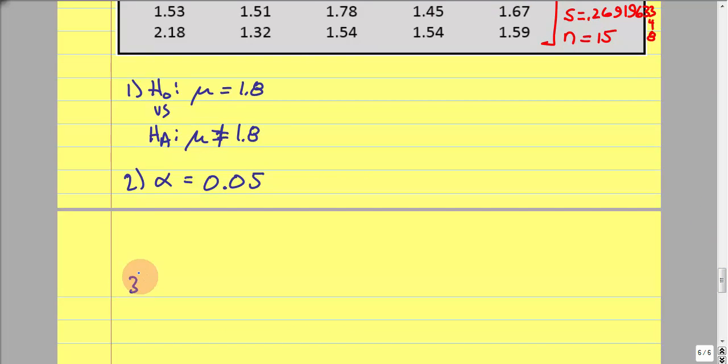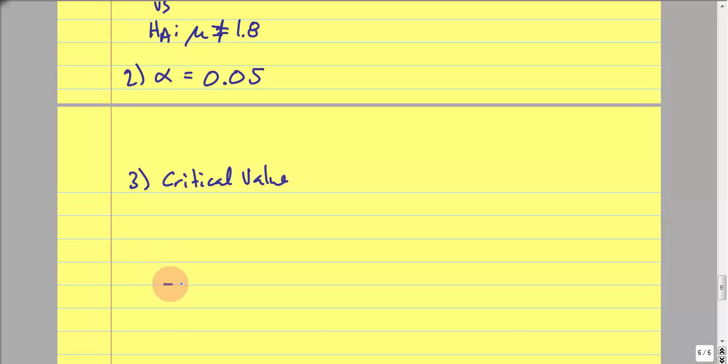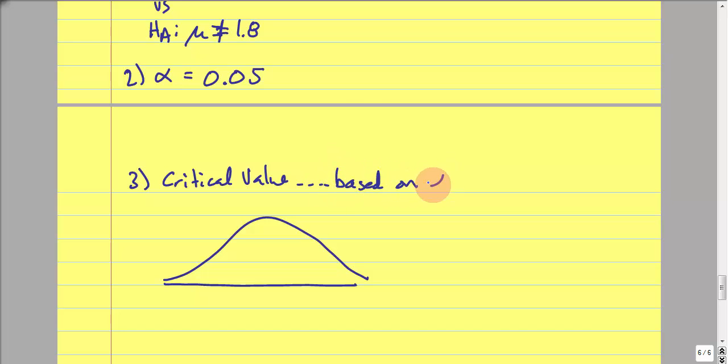Step 3 is where we find our critical value. Now this is where it differs from our p-values approach. This is the classical or the traditional approach. So the critical value is based on alpha equal 0.05 and the fact that I have a two-tail test. So I'm using a t-distribution here, don't forget. So my mean is 0. My degrees of freedom are 14 because my sample size is 15. So 15 minus 1 is 14.